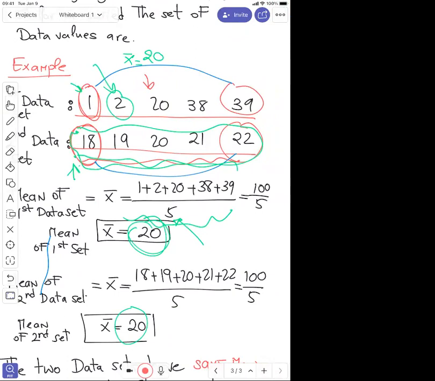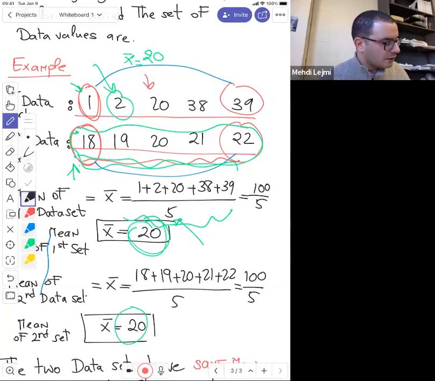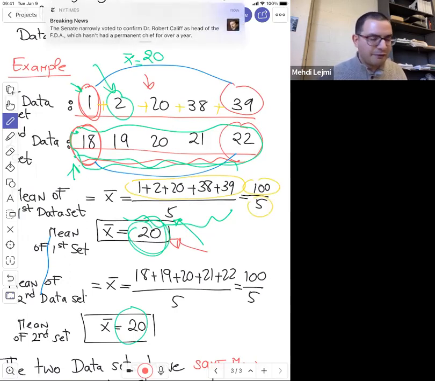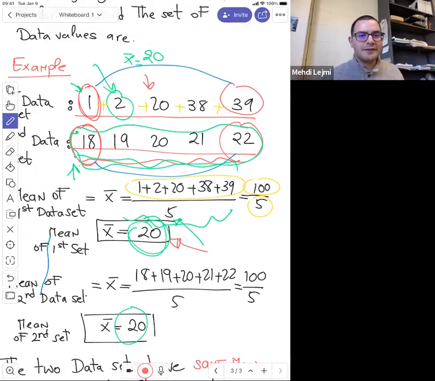Because how did we get the 20 though? Because you did something with the lower number and the higher number, and then you divided it. Oh, the 20. No, that's the mean. That's how we compute the mean. You take the sum of the data values: 1 plus 2 plus 20 plus 38 plus 39. The sum would be 100. Then you divide by the number of data values. We have five numbers, so 100 divided by five is 20. That's how I got the 20.